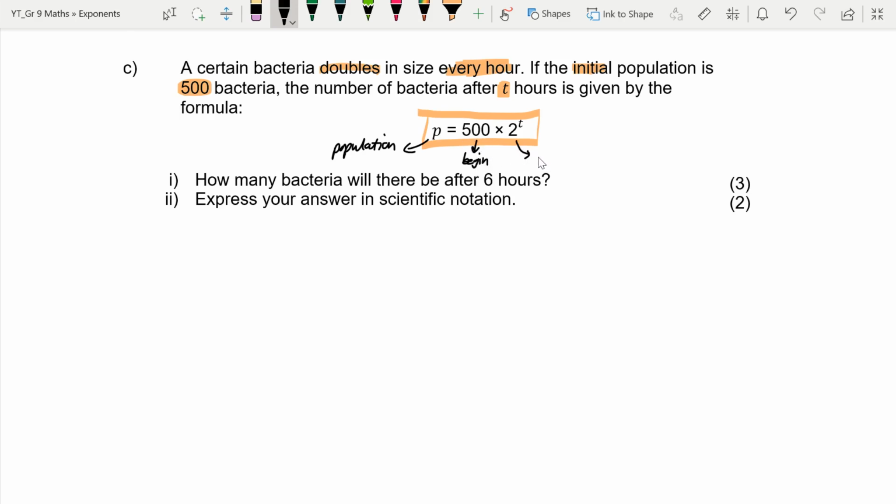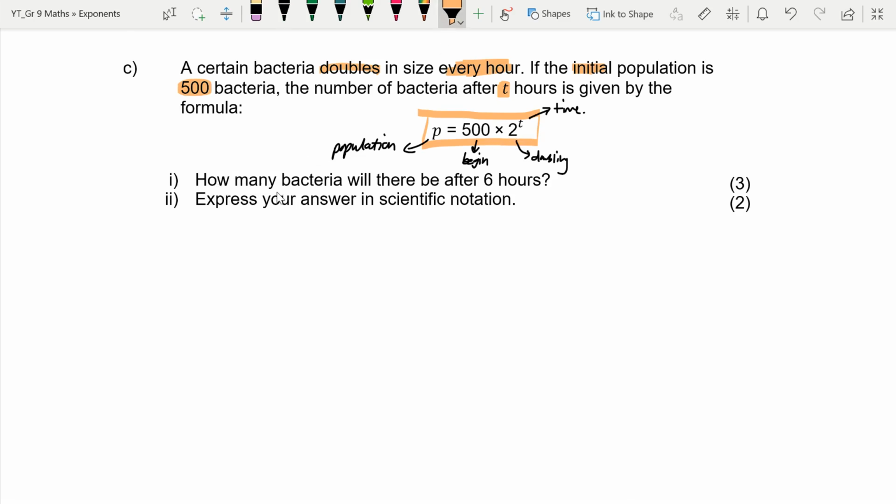Why is there a base of 2? Because we are doubling. And then our T exponent is for time. So if we substitute a 1 in there, it will be after 1 hour. If we substitute a 2 in there, it will be 2 hours. How much bacteria there will be. Okay, so thank goodness they gave us that.